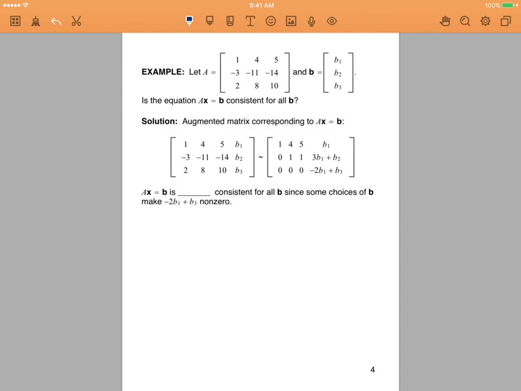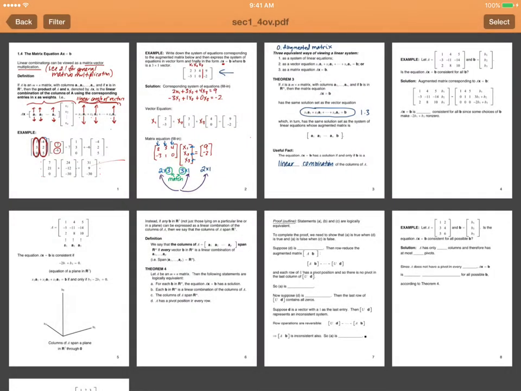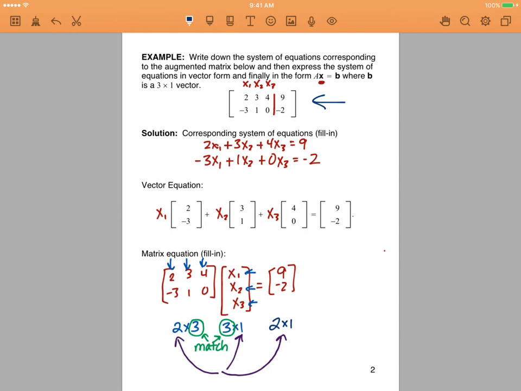Next page. I should say on the previous page, they gave you this example, but they never actually bothered to solve it. So you have to just imagine solving that the same way that we do back in 1.1 and 1.2, coming up with a solution, and those are your weights that help you find the vector b, which is 9, -2.